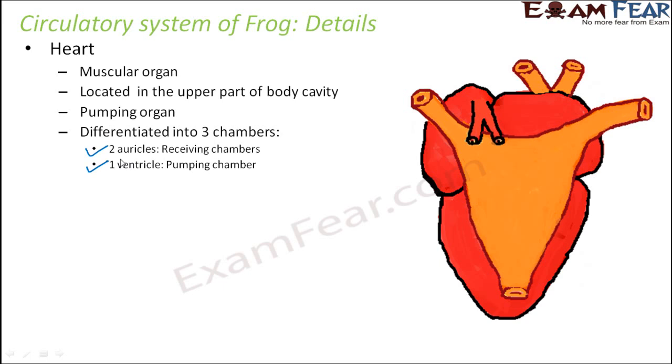Now all of you are aware of the structure and function of human heart. We have talked about human heart in detail in class 10th. So we all know that inside the human heart, it is divided into 4 chambers, 2 auricles and 2 ventricles. But here if you see the heart of a frog, it has only 3 chambers, 2 auricles and 1 ventricle.